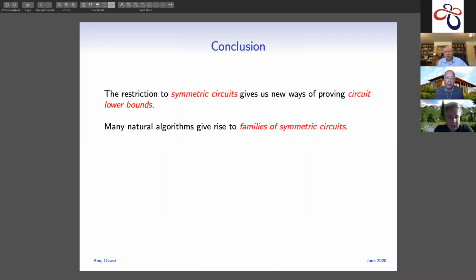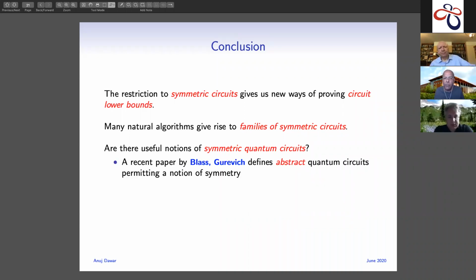I want to say something about symmetric quantum circuits. I know of very little work along this line, but very recently I found on the archive a few papers. A recent paper, posted on the archive this week by Blass and Gurevich, defines an abstract notion of quantum circuit where the quantum gates are labeled by arbitrary sets of inputs and outputs rather than an ordered set. And this allows you to define a notion of symmetry like the one we're considering.